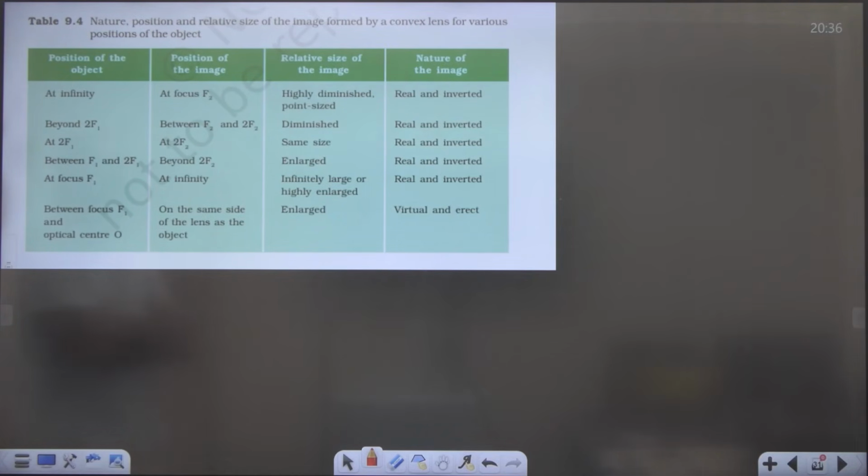Okay, next we will see the table in which nature, position and relative size of the image formed by convex lens for various positions of the object. Let's see the table. First heading is what? Position of the object. Then position of the image, relative size of the image, nature of the image. First we have seen when the object is at infinity, where the image position is at focus f2. What about the size of the image? Highly diminished, point sized.